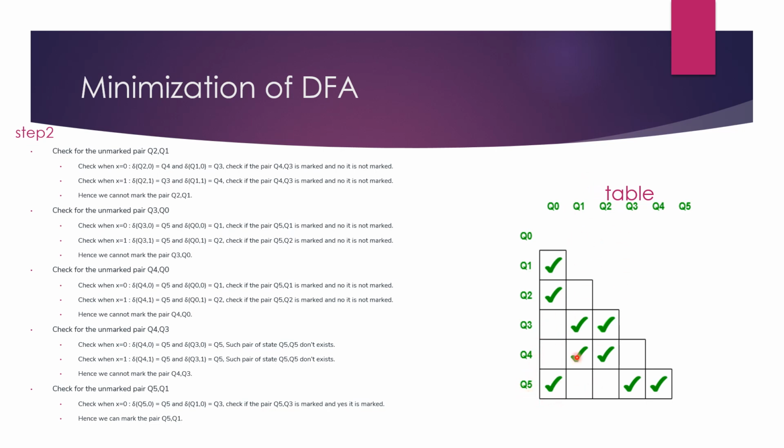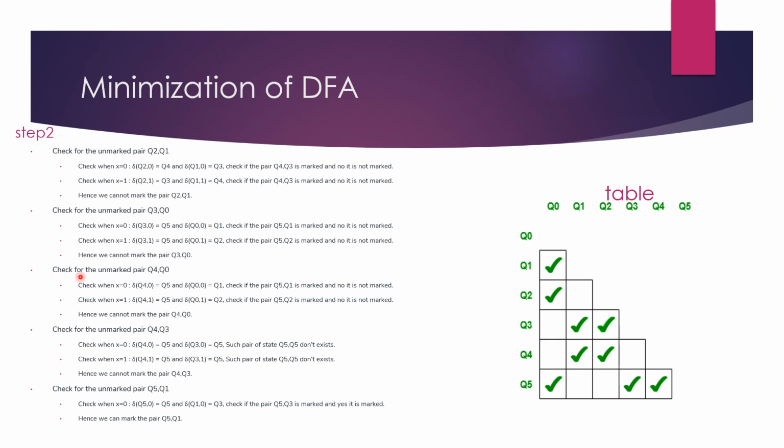Are Q5 or Q1 marked? No, it is not marked. Check by using this input symbol 1 in the states. Q3 on 1 goes to Q5, Q0 on 1 goes to Q2. Check the pair Q5 and Q2. Is it marked? No, it is not marked. So hence we cannot mark the pair Q3 and Q0.